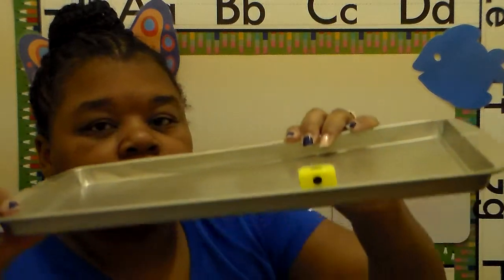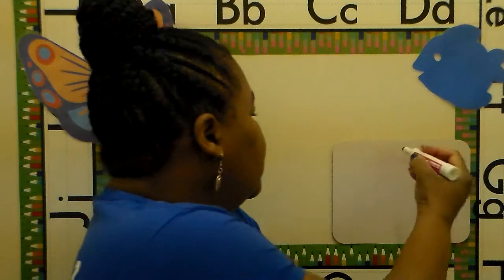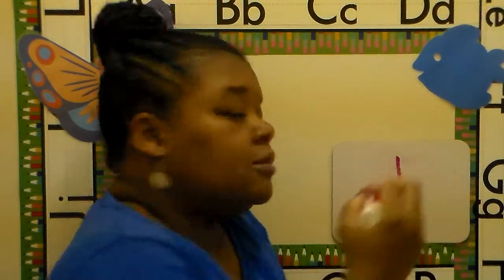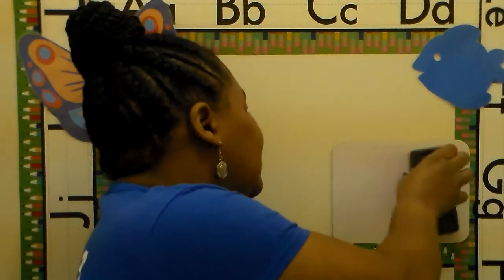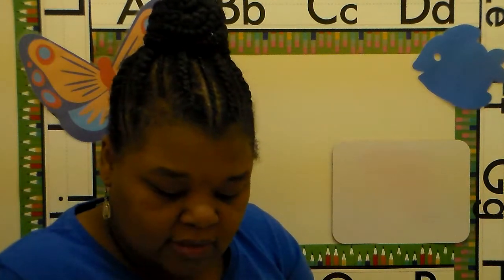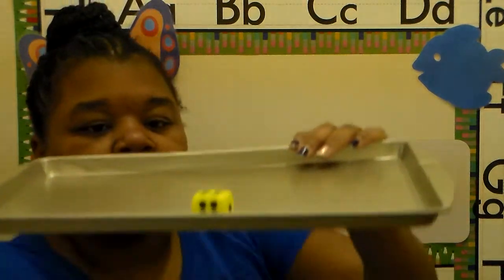All right. Count what you see. That one was an easy one. You wrote down the number 1. You are correct. You guys are doing an awesome job on our math activity. Let's see if we can get the last number that we haven't done. There we go. All right, let's see.